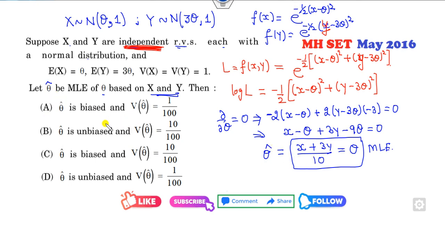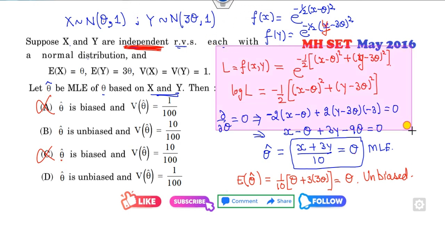Now the question is whether it's biased or unbiased. So we can check about this. What is the expected value of this? 1 over 10 is outside. What is the mean of the x? Theta. Mean of this is 3 into 3 theta. So what is the answer of this? 9 plus 1, 10. 10 over 10 is theta, which is same. So that means this is my unbiased. So the biased option is cancelled.